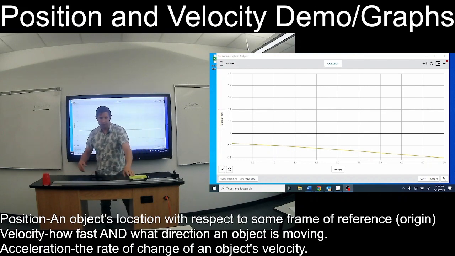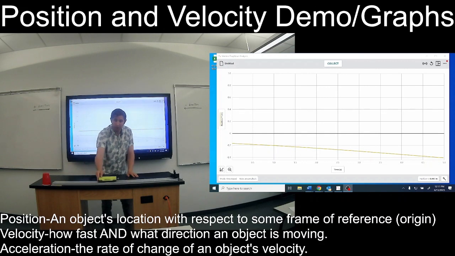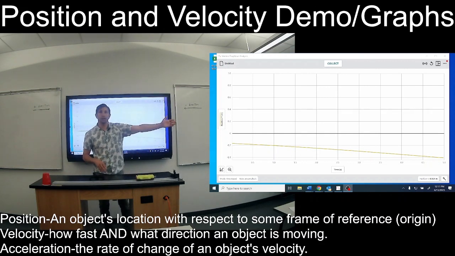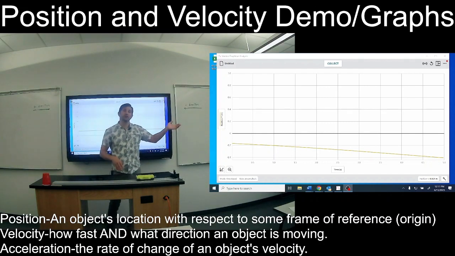On the other hand, if I took this cart and continually pushed it and pushed it, it's moving to the right, and it would be getting faster and faster. Why? Because I'm pushing it this way. The acceleration is in that direction.